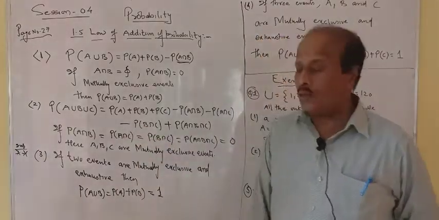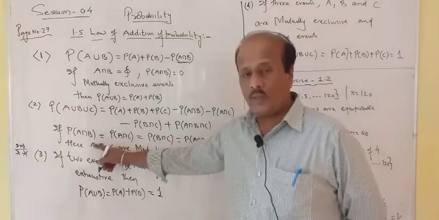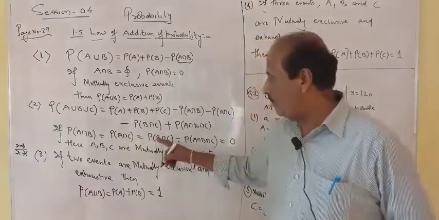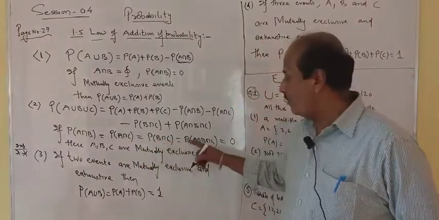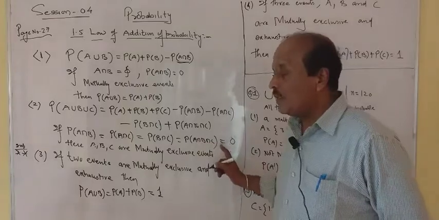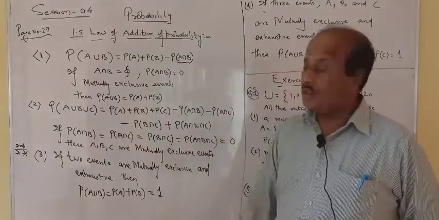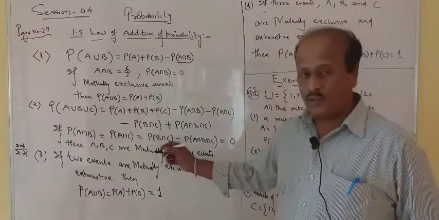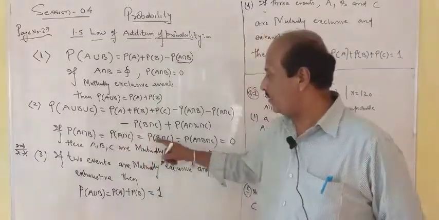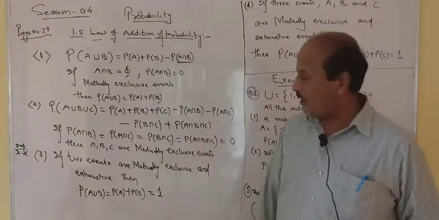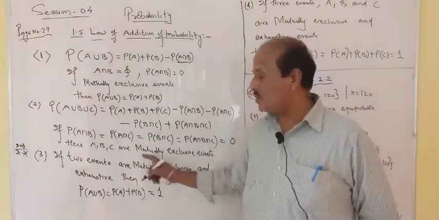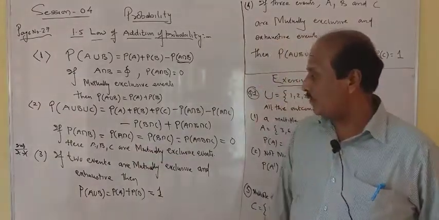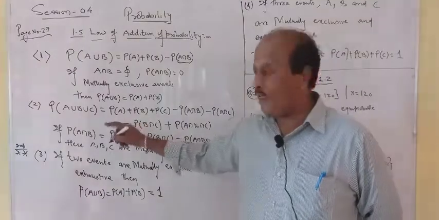Here in a modified case, if probability of A intersection B, probability of A intersection C, probability of B intersection C, and probability of A intersection B intersection C are equal to 0, individually their values are 0, then this type of events are called mutually exclusive events. Then this law will be like this.